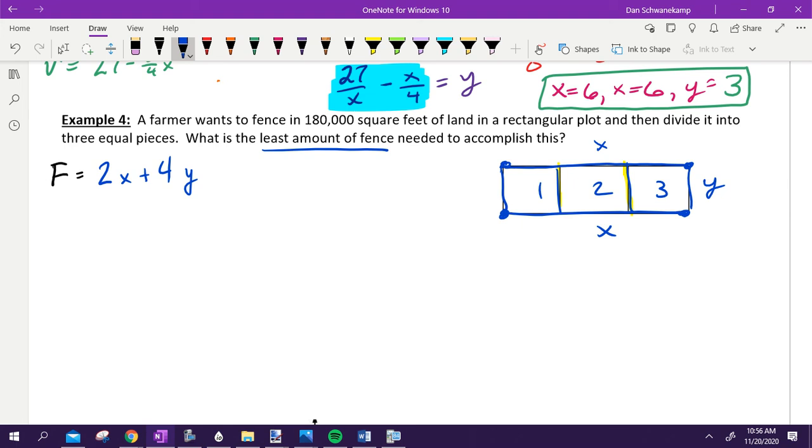That's my fence equation. I want to minimize that because I'm trying to do the least amount. What's the problem with that right now? There's 2 variables. There's an x and a y. Write your other equation that's going to help us out here. Go. Anybody confident in her second equation here?